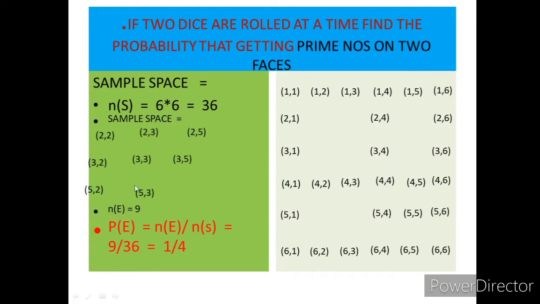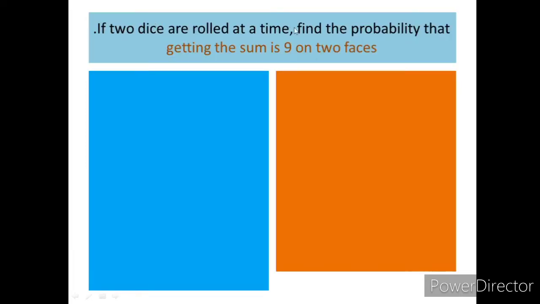Therefore here n of E is equal to, count them, 3, 3 plus 3, 6, then 3 plus 3, 9. Therefore the favorable outcomes are 9. Therefore it is the formula of probability. Here n of E is not the common thing. If two dice are rolled at a time, find the probability of getting. The phrase which follows the word getting is our required event. So this is: the sum is 9 on two faces. Write down the sample space, and n of S is clearly 36.